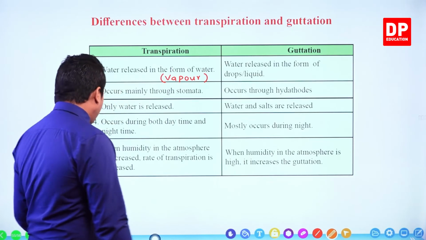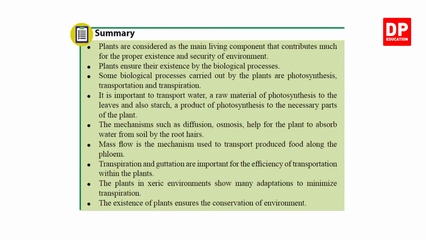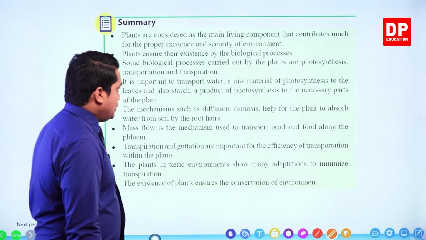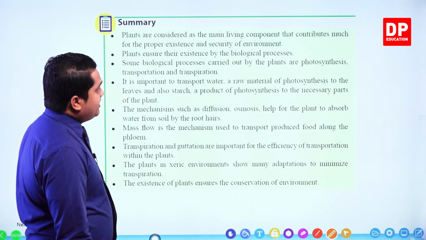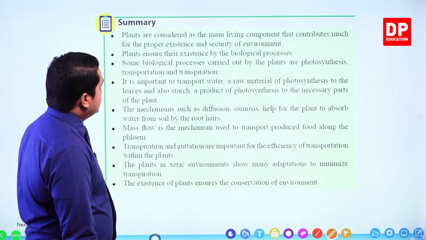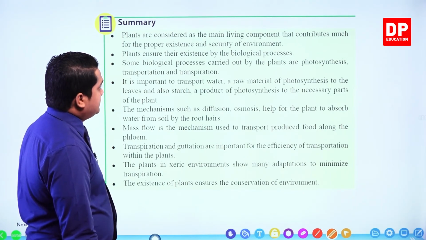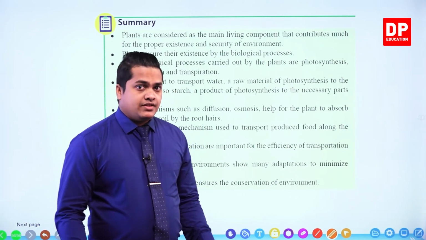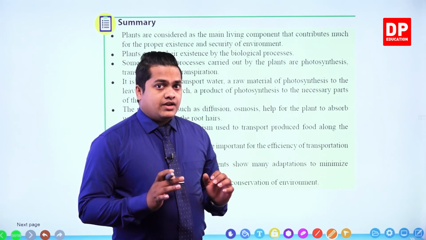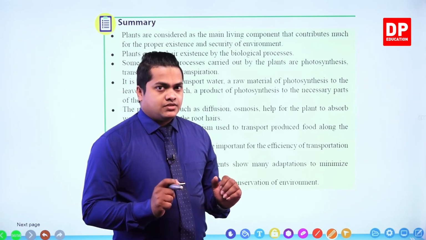So before I wind up the lesson, let's see what are the special key points that we studied within this lesson under the summary part. First of all, plants are considered as the main living component that contributes much for the proper existence and security of the environment. We discussed this in a broader extent, right?